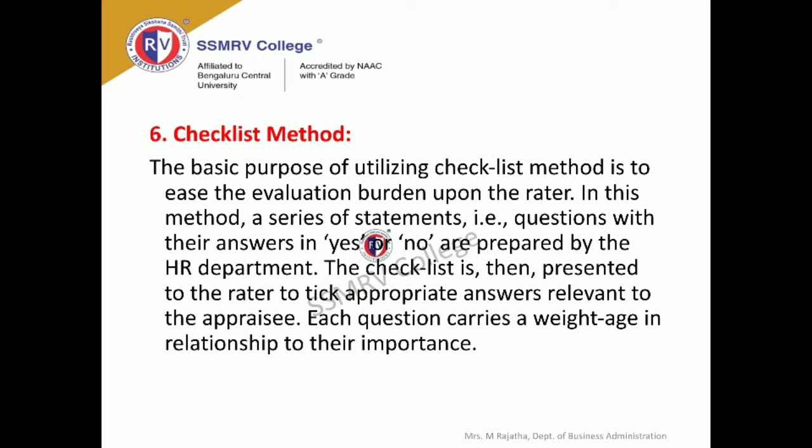Under this method, a list of statements describing the job-related behavior or traits of the employees is given to the evaluator. If the evaluator perceives that the employee possesses this particular trait, then the statement is ticked or he will write yes. And if the evaluator feels that this employee does not possess this quality, he can leave it blank or write no. Then the evaluator submits this information to the human resource department, where the counting of the checks is carried out and the performance of the employee can be assessed.